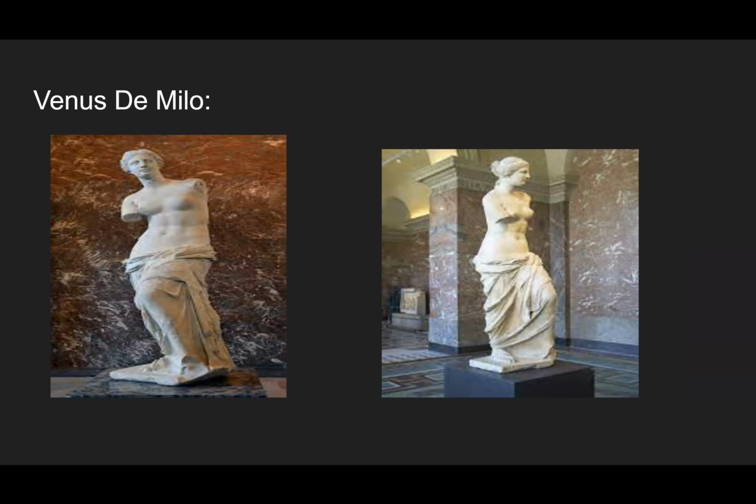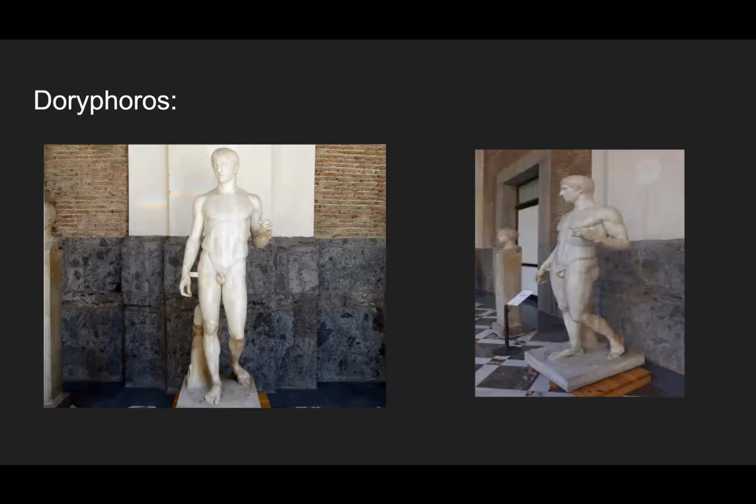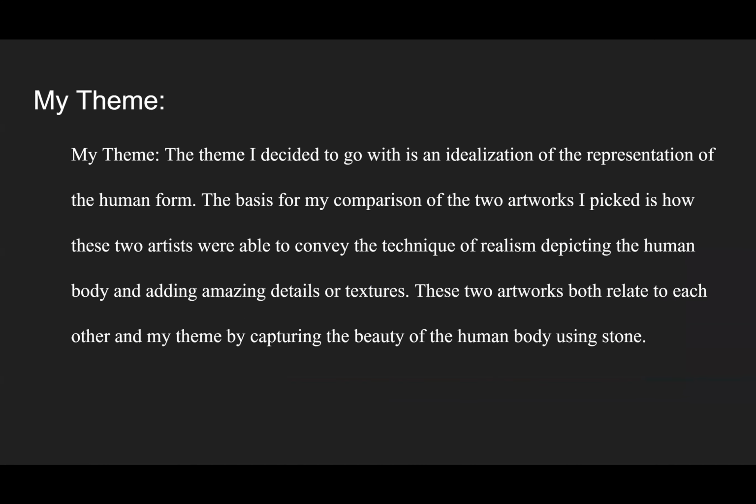Now I come back to my theme of idealization of the representation of the human form. That idealization within art is usually depicted as young, and very rarely depicted as old or poor. Both of my artworks have an ancient Greek culture behind them, as they both required mathematics to capture the beauty of the human body using realism and stone.